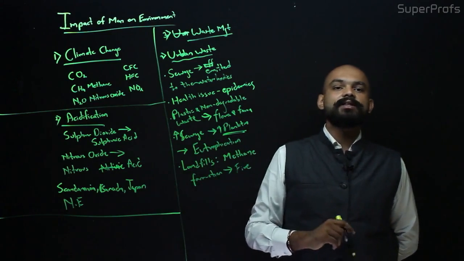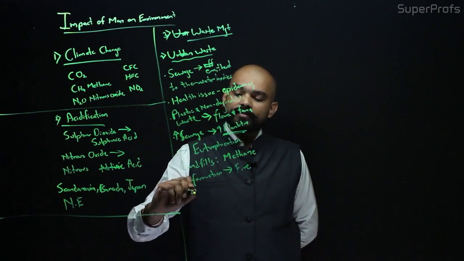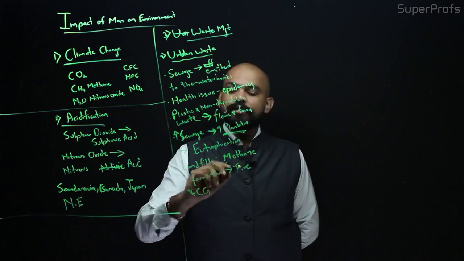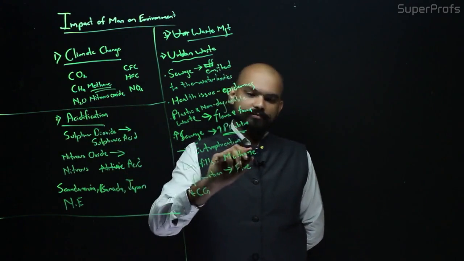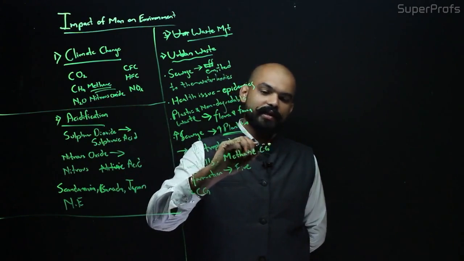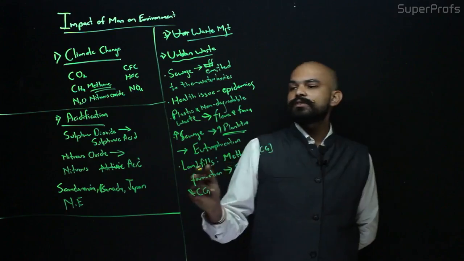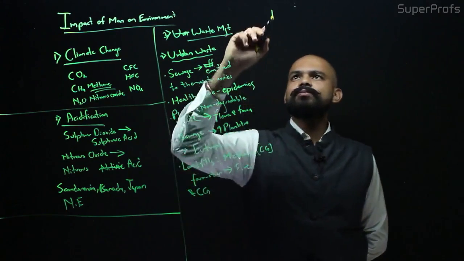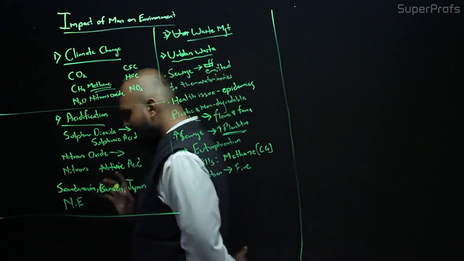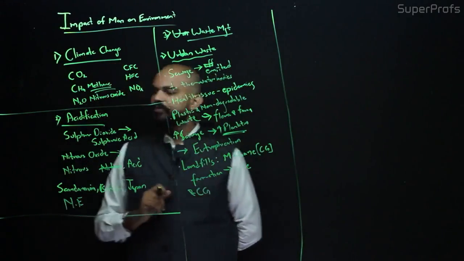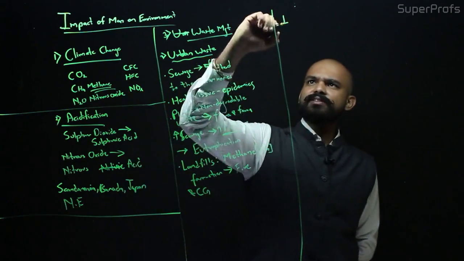In Mumbai recently there was a fire in the Deonar dump yard. And climate change: methane is a climate change gas or global warming gas. So these are the different types of things that happen because of urban waste. Remember these things, remember the examples as well. Now let us look at the industrial waste.